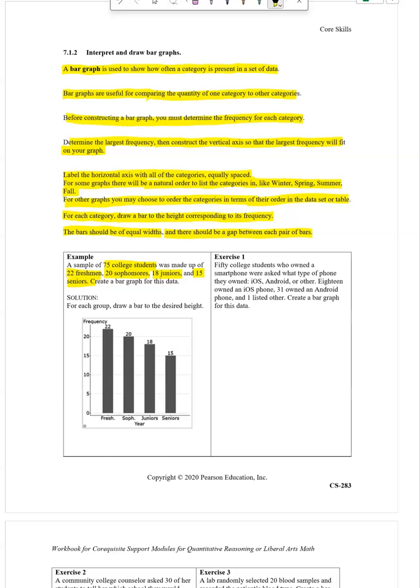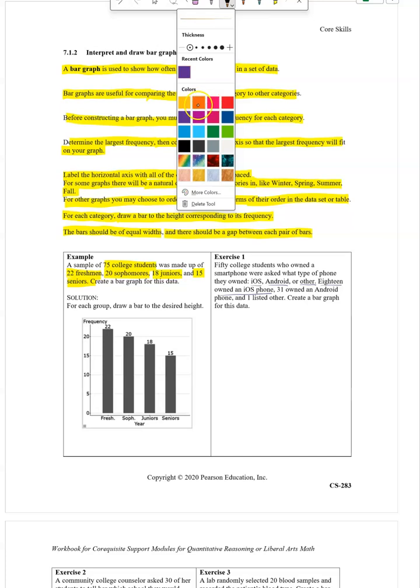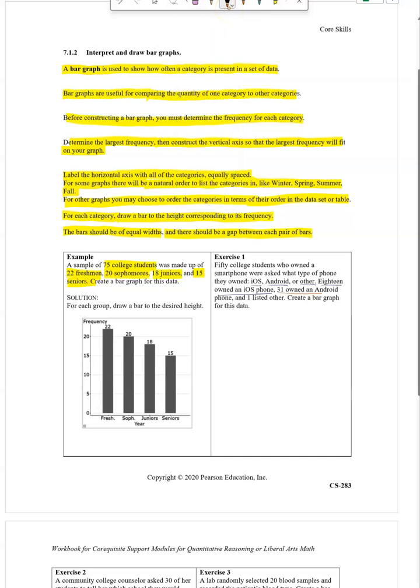The first one that we are going to do is 50 college students who owned a smartphone were asked what type of phone they owned. Some said they owned iOS, Android, and some said other. 18 owned iOS. 31 owned an Android phone. And one listed other.